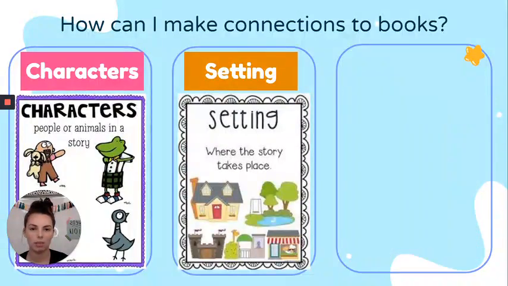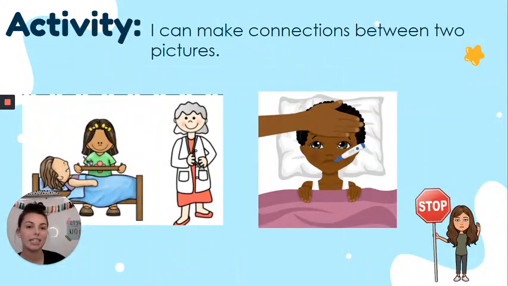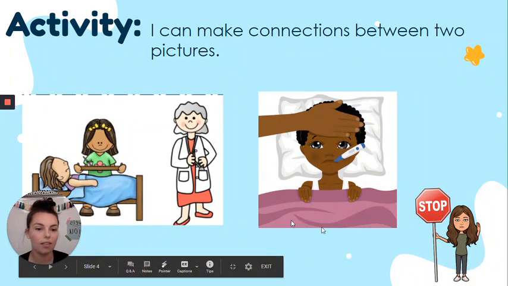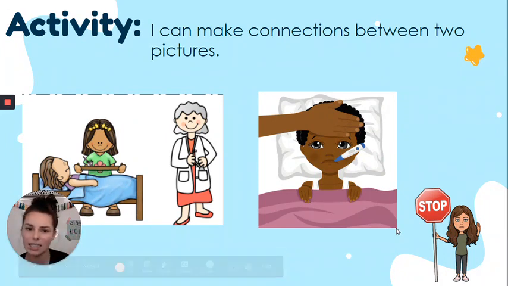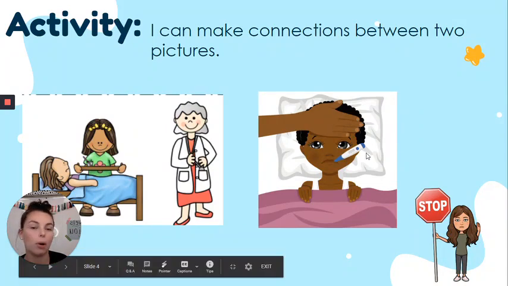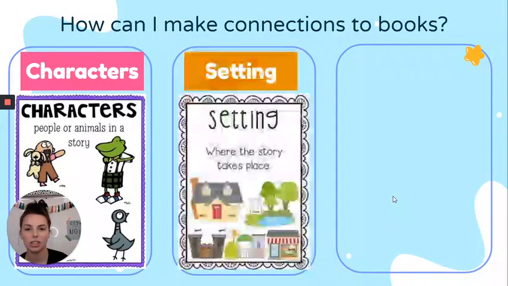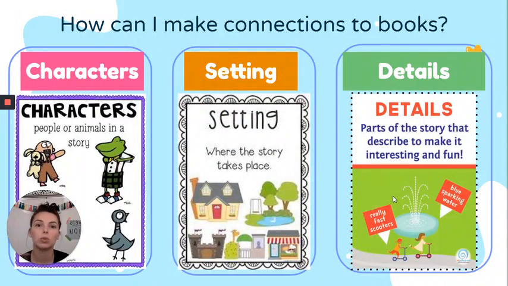So in our picture, let me go back to this. In our picture, what details do you see that are the same? Details are those small things. I see that the girl has a purple shirt here, and the boy has a purple blanket. That's a detail that's the same. What else do I see? They're both being taken care of, right? He has a thermometer right here. She has a cup of juice. They're both being taken care of. Very good. So now we know all the things we're looking for when making connections.